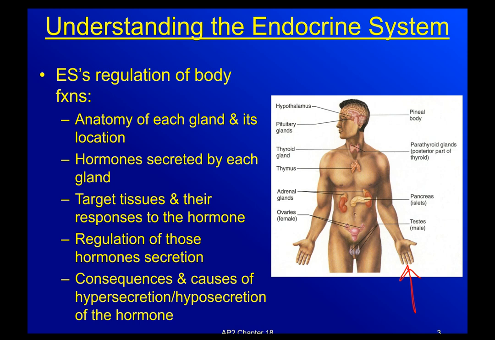Remember, we talked about that last chapter. We said that there's humoral regulation of hormone secretion, things like glucose causing the secretion of a hormone. We talked about the nervous system controlling the release of a hormone, and we also talked about hormones controlling the release of other hormones. And then the consequences and causes of hyper or hyposecretion of some of the hormones.